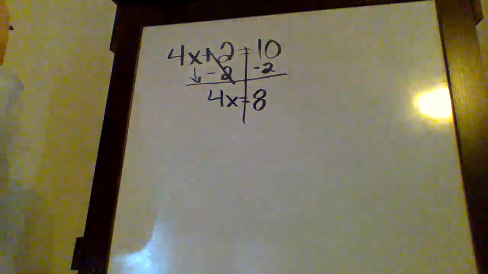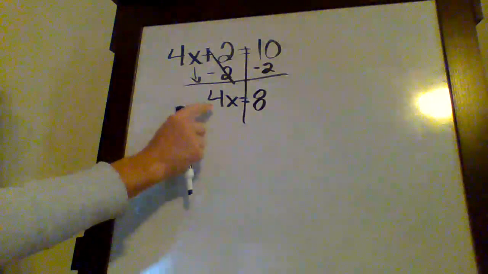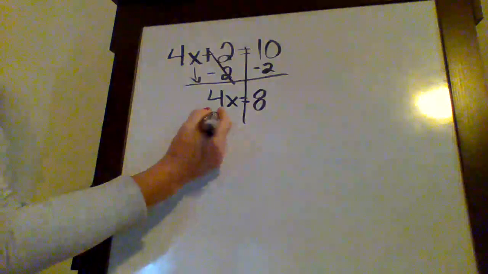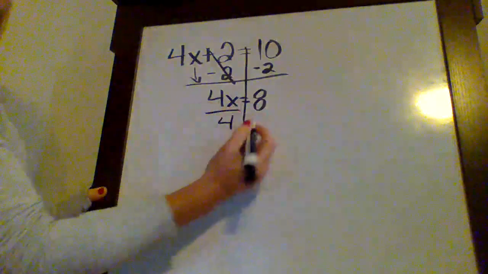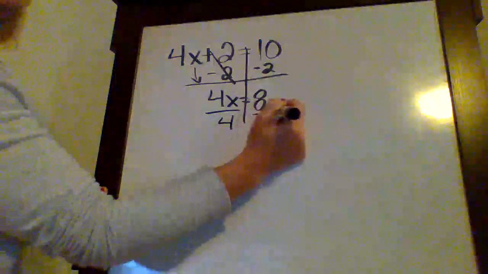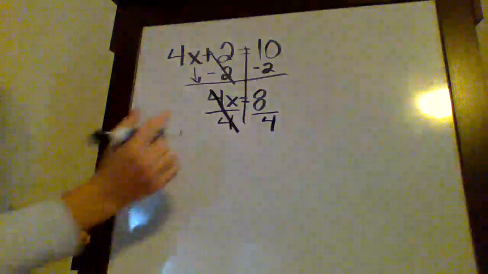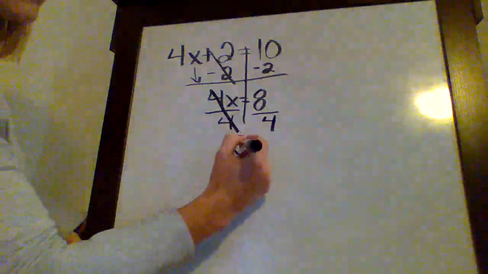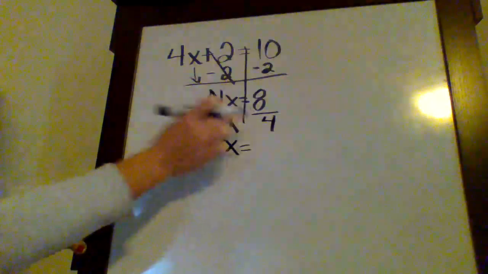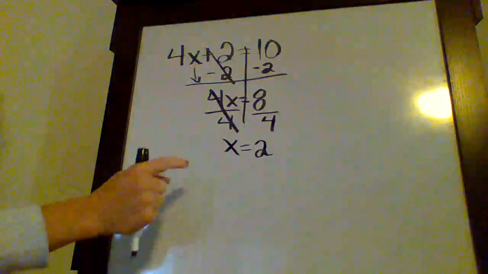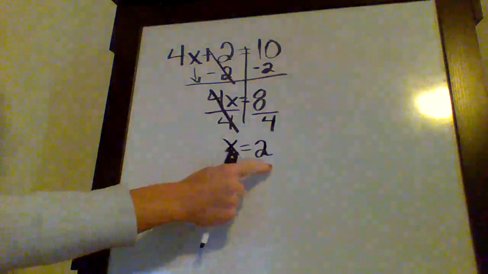Now I know the last step to solve this equation is to do the opposite or inverse. Instead of multiplying my variable by 4, I'm going to do the opposite and divide it by 4. Whatever I do to one side, I have to do to the other side. 4 divided by 4 gives me 1, and 1x is the same thing as x. And 8 divided by 4 gives me 2. Now I have x equals 2.